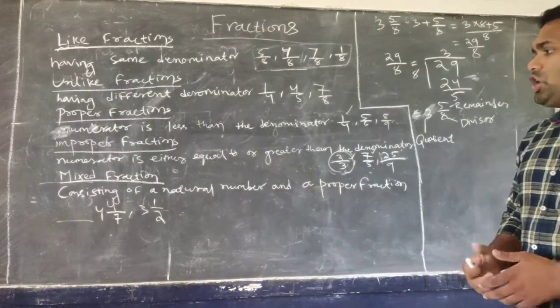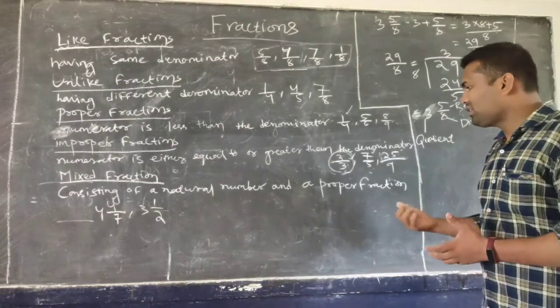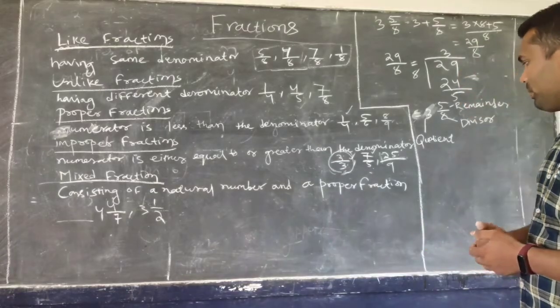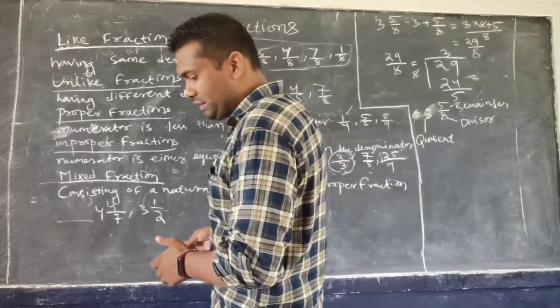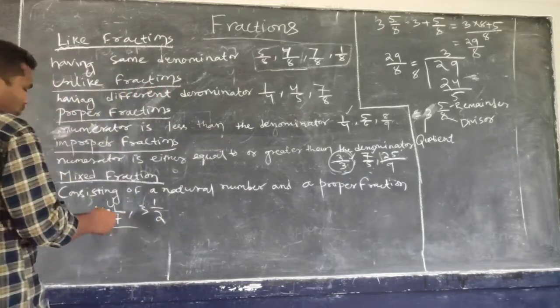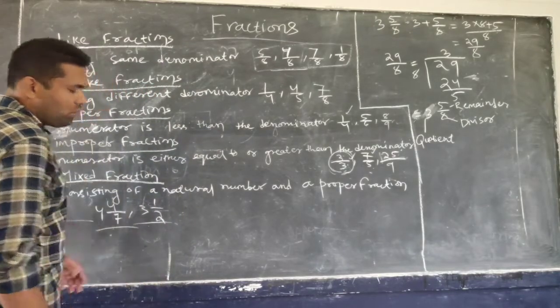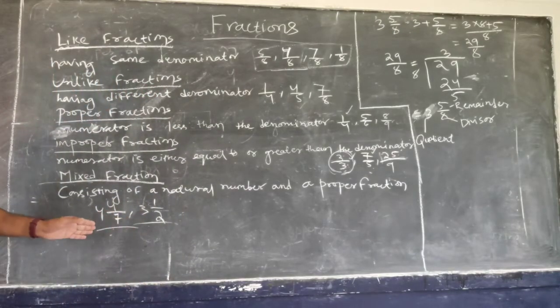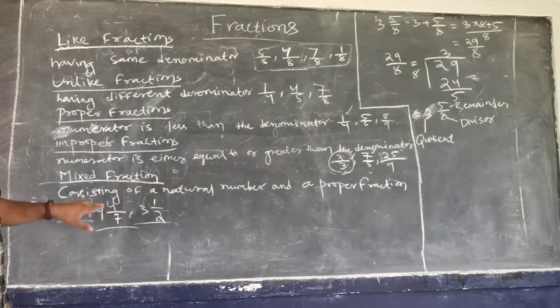Next is the mixed fraction. A mixed fraction consists of a natural number and a proper fraction. Let's take an example: 4 whole 4 by 7, or 3 whole 1 by 2. Here we read this as 4 whole, then 4 by 7.